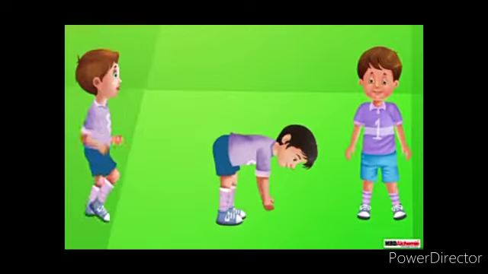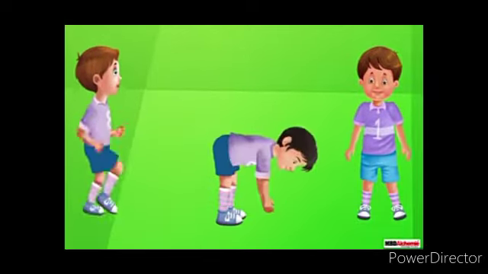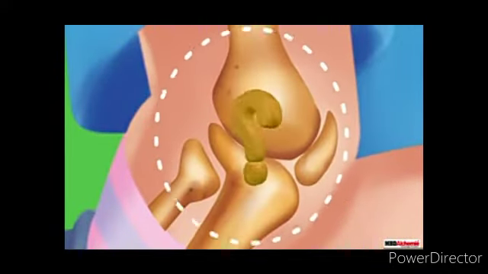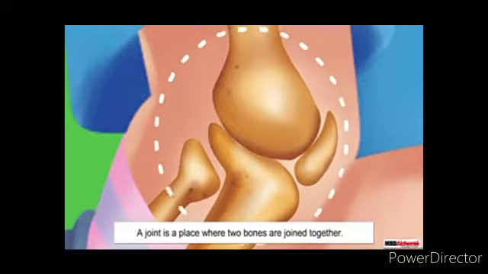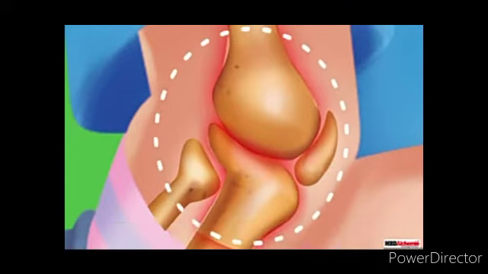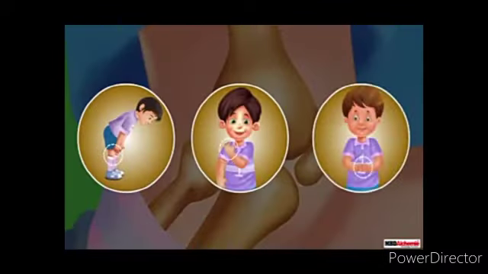You can do these movements easily because your body is flexible. Such flexibility in our body is due to the presence of joints. Do you know what a joint is? Well, a joint is actually a place where two bones are joined together. Rest your hand against your knee, shoulder, or your fingers. You can feel your joints there.